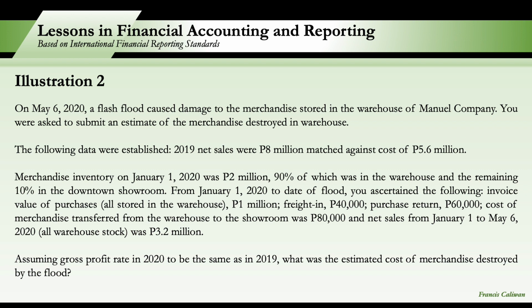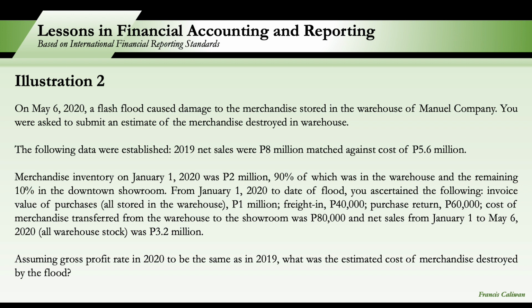On May 6, 2020, a flash flood caused damage to the merchandise stored in the warehouse of Manuel Company. You were asked to submit an estimate of the merchandise destroyed in the warehouse. The following data were established in 2019. Net sales were 8 million, matched against cost of 5.6 million. So 2019 data were also given.